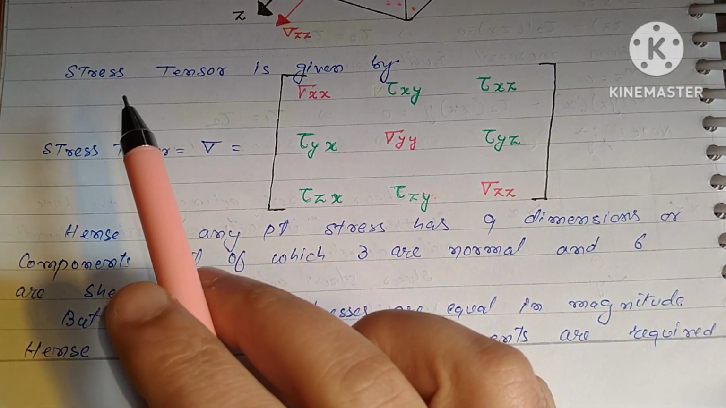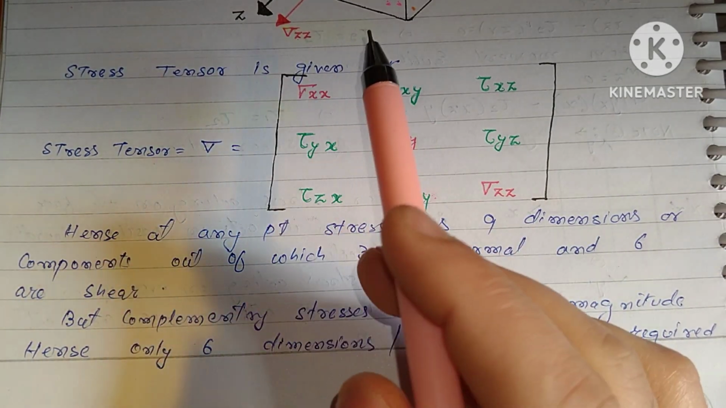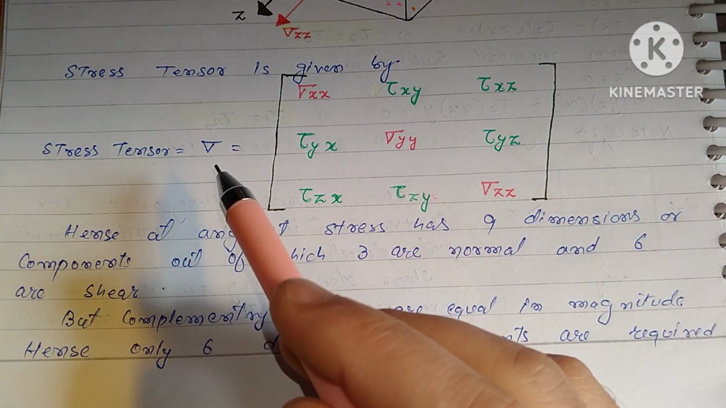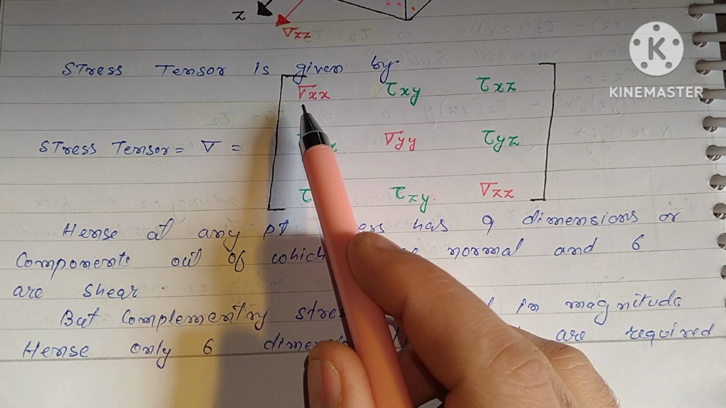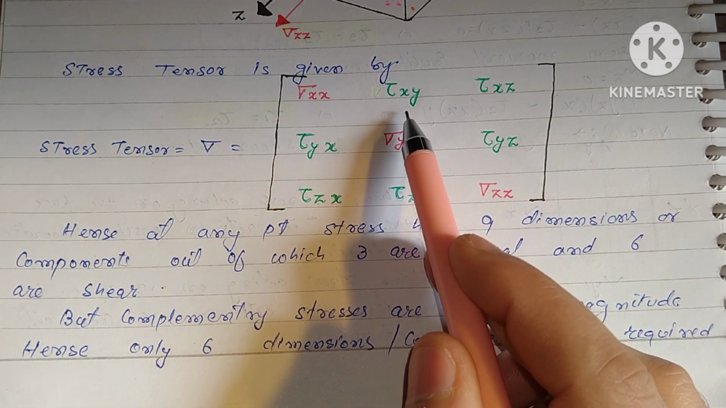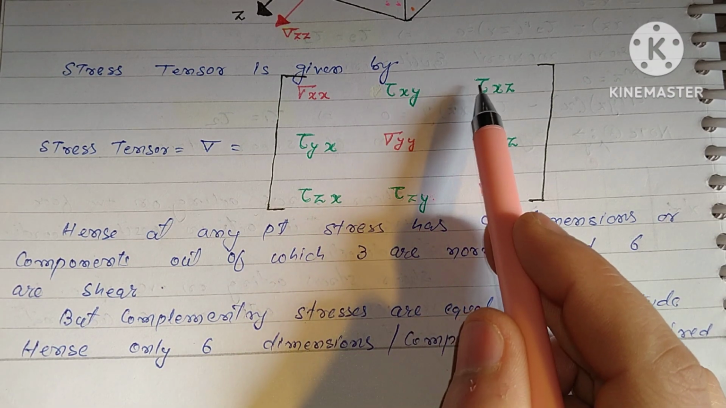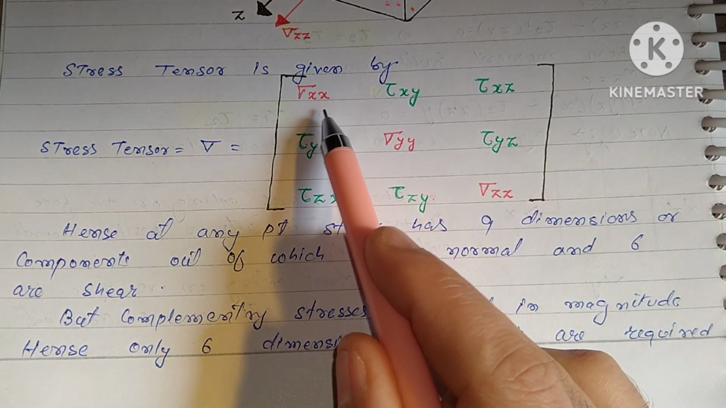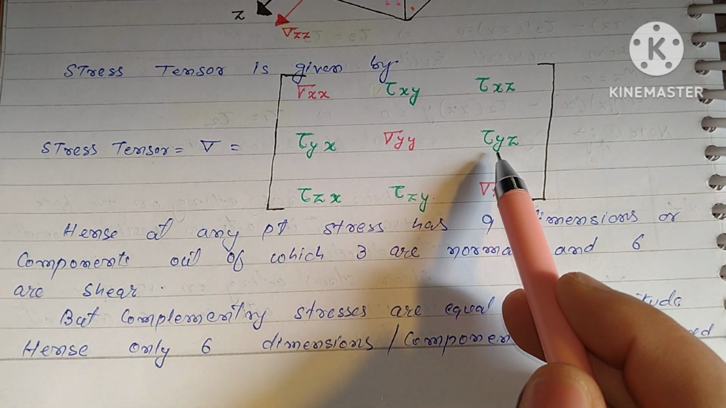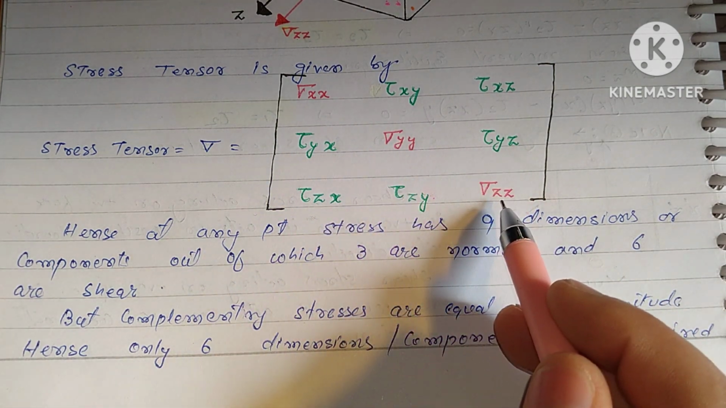Now all the stresses acting on the body are represented in the form of a matrix, and this matrix is called the stress tensor. Here it is the stress acting on x phase in x direction. This is normal stress. Shear stress acting on x phase in y direction. Shear stress acting on x phase in z direction. These are the three stresses acting on the x phase. These are the three stresses acting on the y phase, and these are the three stresses acting on the z phase.